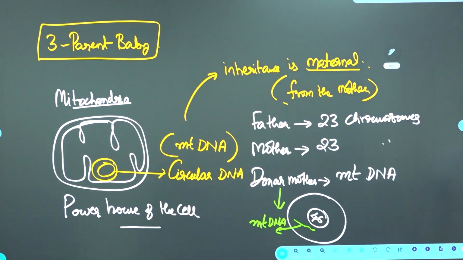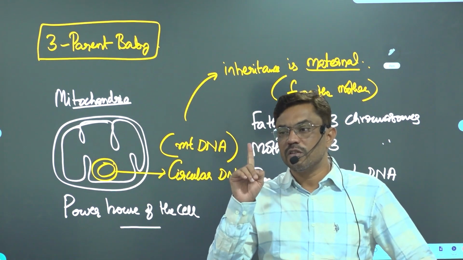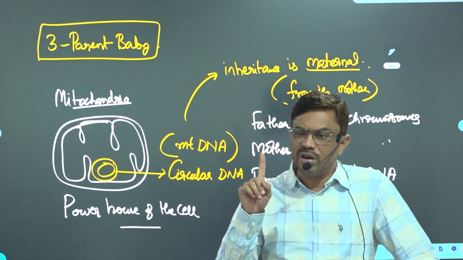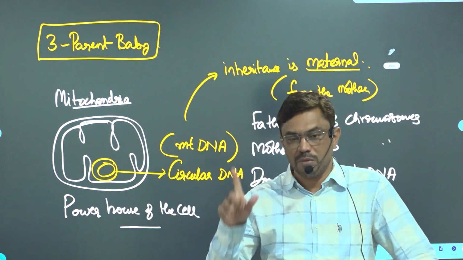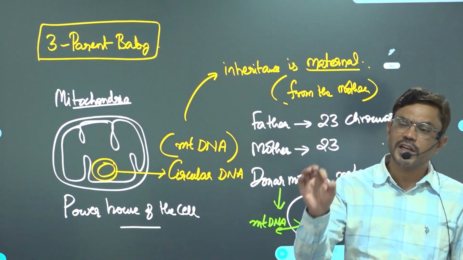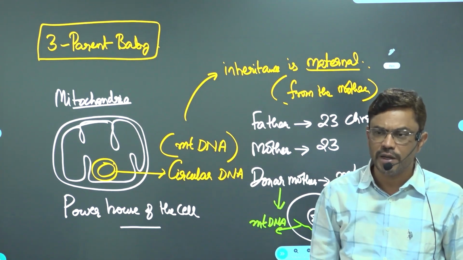What is a three-parent baby? In order to rectify the mitochondrial abnormalities in the future generations, the scientists have brought a concept called the three-parent baby concept, which carries 23 chromosomes from the original father, 23 chromosomes from the original mother, and mitochondrial DNA from the donor mother. This is to rectify the mitochondrial DNA problems in the future generations. Okay? Right.